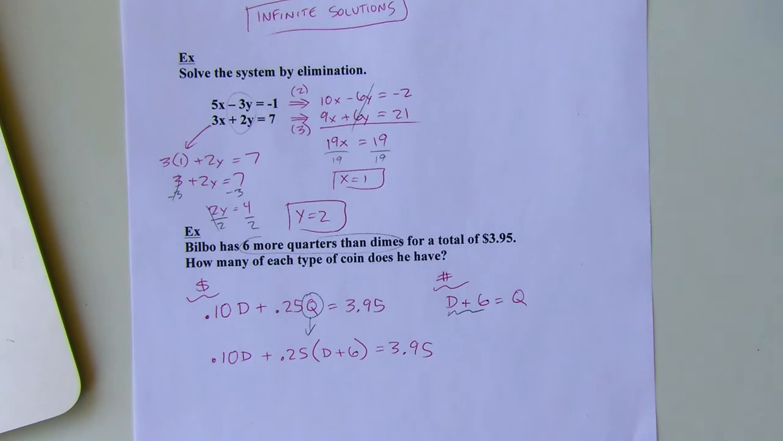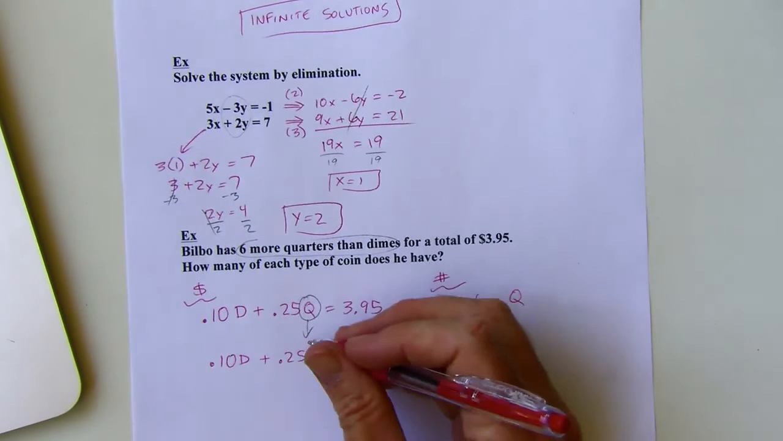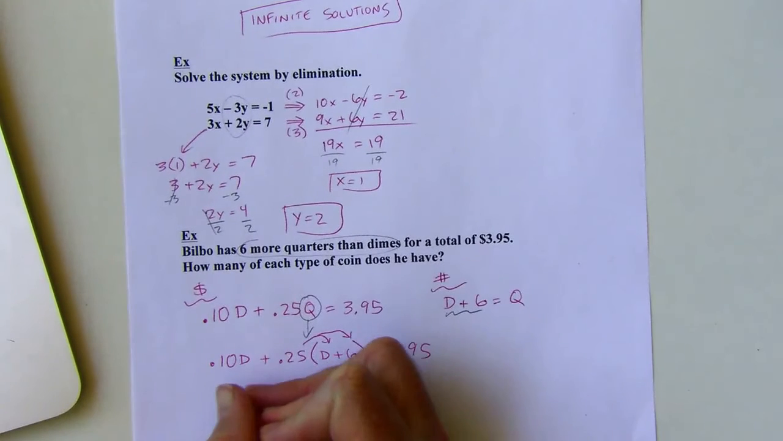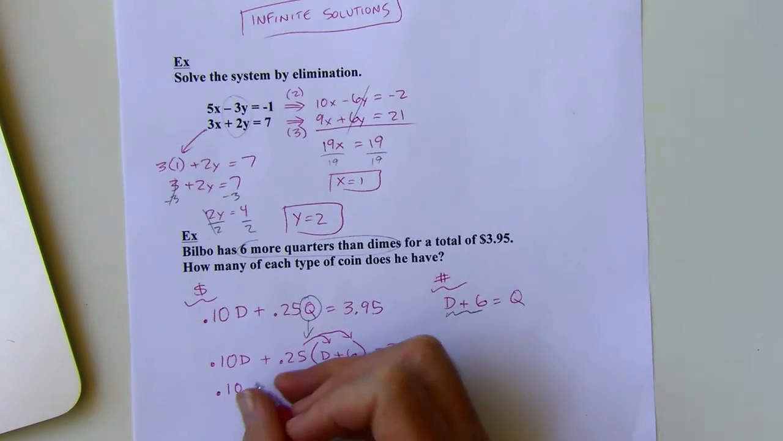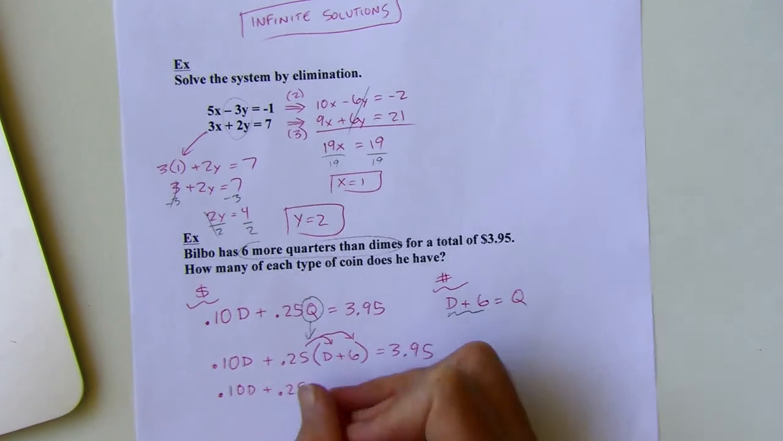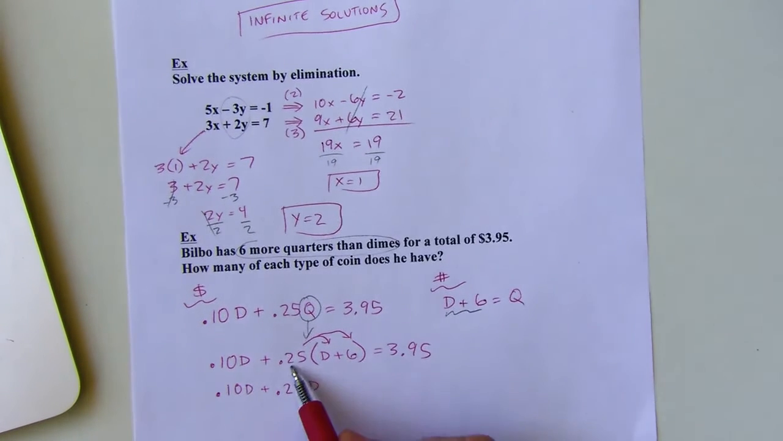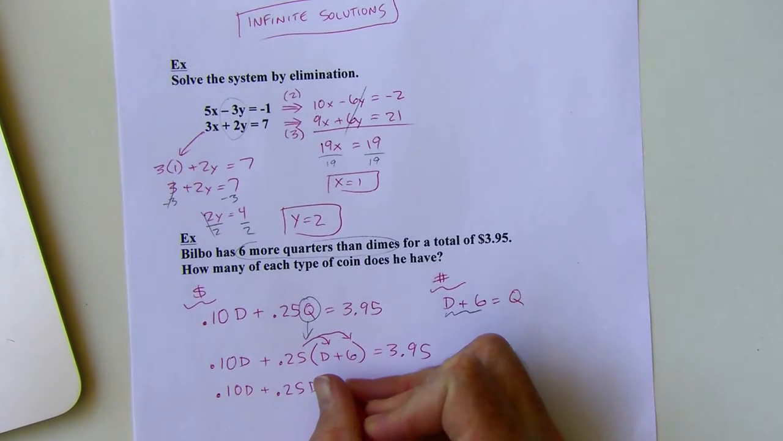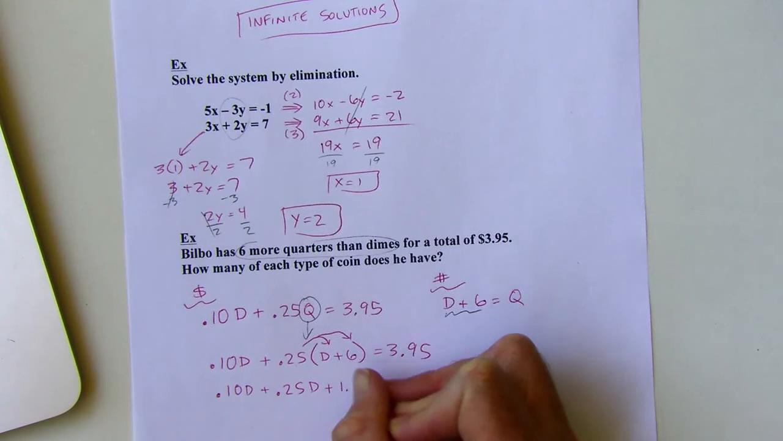Okay, so I've got it down to this, and now I've got an equation that only has one variable. Okay, so I want to solve this. I'm first going to get rid of the parentheses by distributing the 0.25. And I'm thinking, oh, 0.25 times 6 quarters would be $1.50, right? So this must be 1.50.